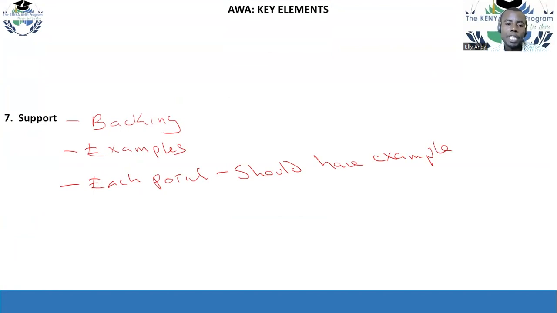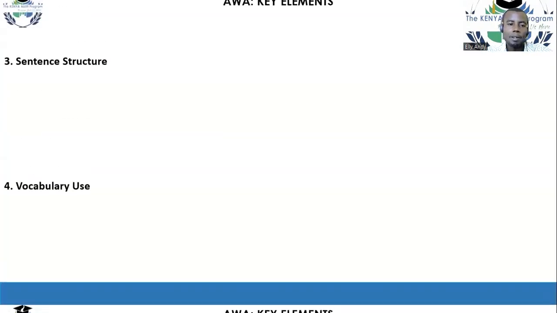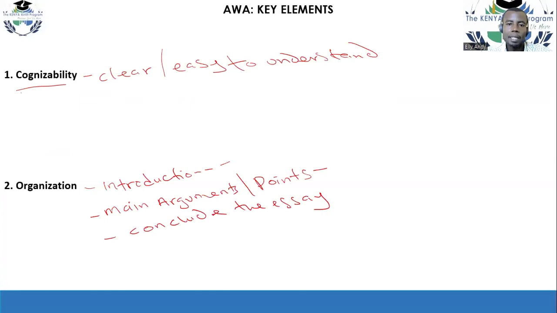Make sure the examples are relevant to the essay and to the arguments that you've just made. Someone should not read your point and then read an example or support and start wondering how the two tie up together. So that's basically it for the elements you should focus on when writing the analytical writing assessment in the GRE.